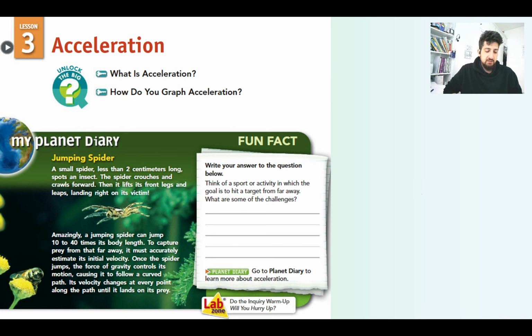A small spider, less than 2 centimeters long, spots an insect. The spider crouches and crawls forward. Then it lifts its front legs and leaps, landing right on its victim. Amazingly, a jumping spider can jump 10 to 40 times its body length. That is a lot. To capture prey from very far away, it must accurately estimate its initial velocity. Once the spider jumps, the force of gravity controls its motion, causing it to follow a curved path. Its velocity changes at every point along the path until it lands on its prey.